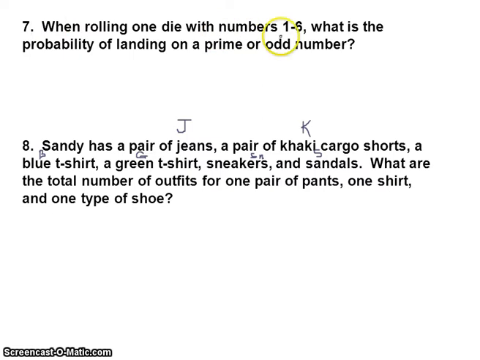When rolling one die with numbers 1 through 6, what is the probability of landing on a prime or odd number? Well, let's list the prime numbers. 2 is a prime number, 3 is a prime number, 5 is a prime number. Remember, we're listing 1 through 6. But it also says odd. So 1 is also included because 1 is an odd number. So I've got 6 sides to the die, and 4 of those are prime or odd, so 4 out of 6, or 2 out of 3.